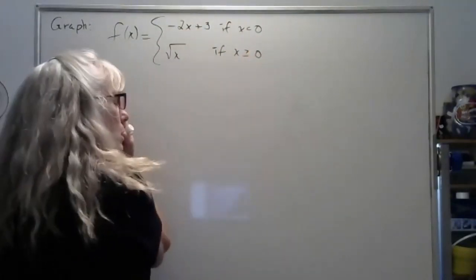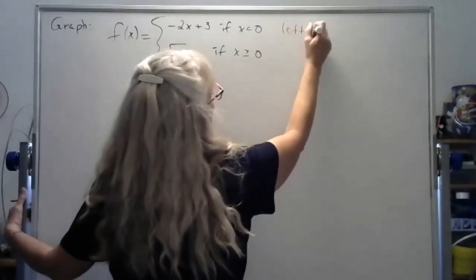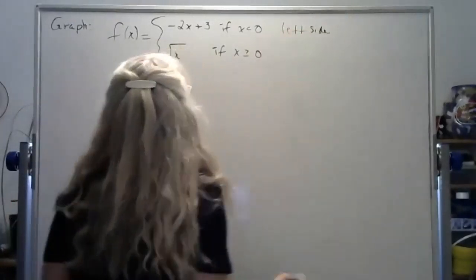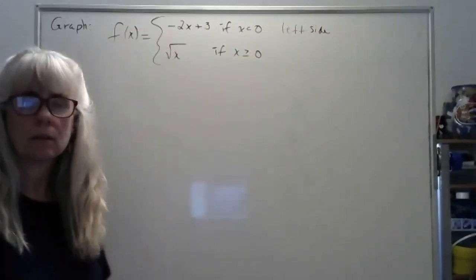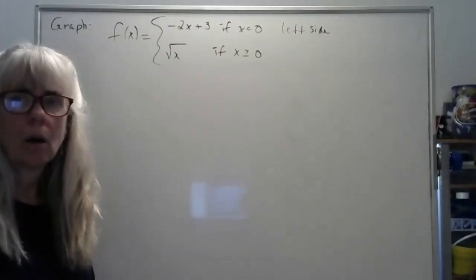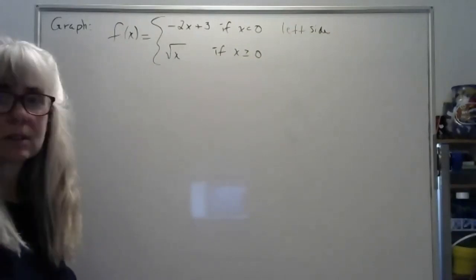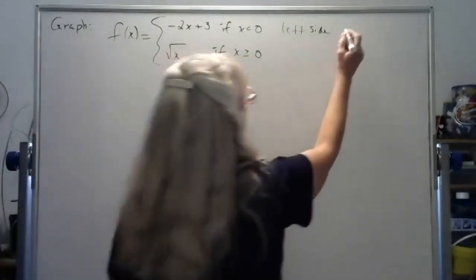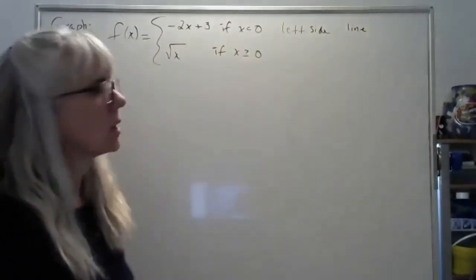What can you tell me about each of the pieces? We know that this is the left side. And what kind of shape is it going to be? So what kind of shape is y equal -2x plus 3? I'm going to assume you told me it was a line. So it's a line, in which case we only need 2 points and we're good to go.